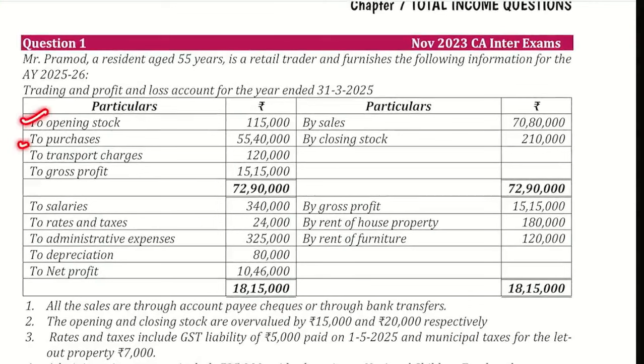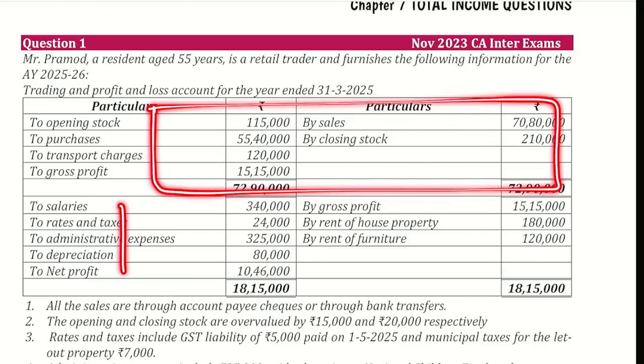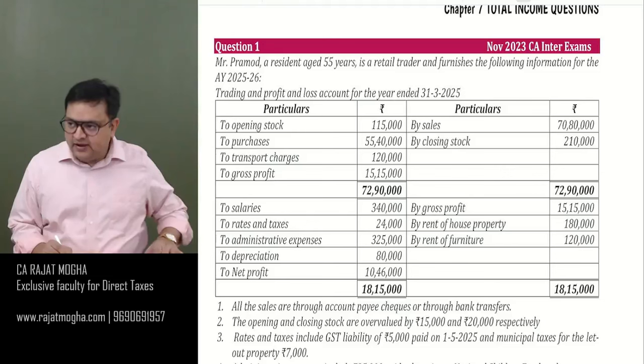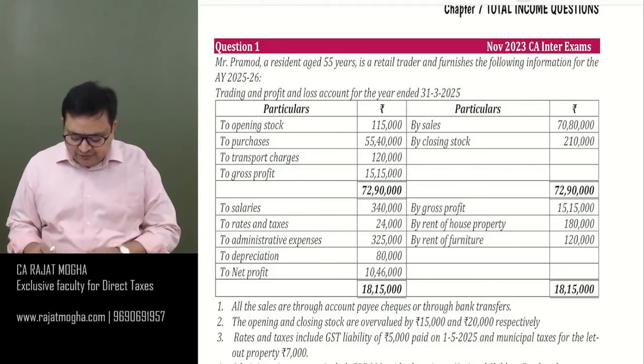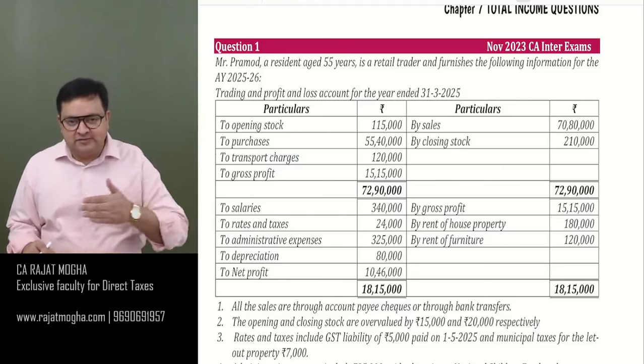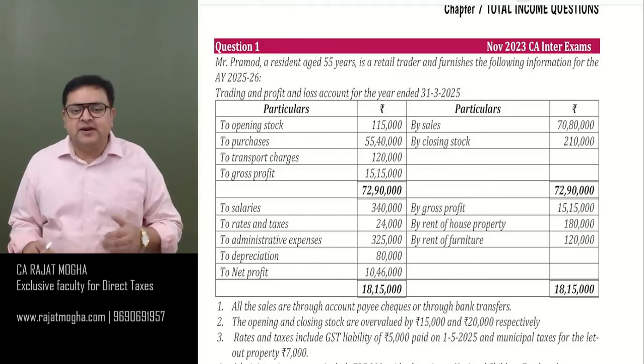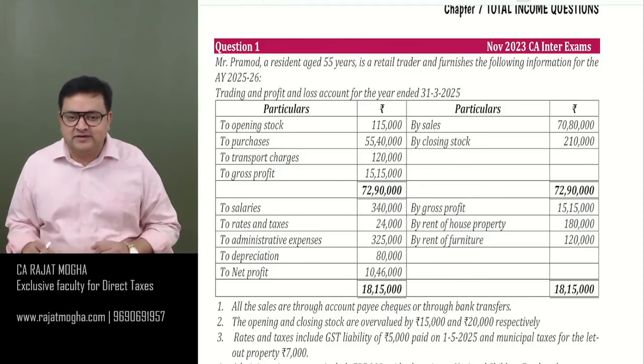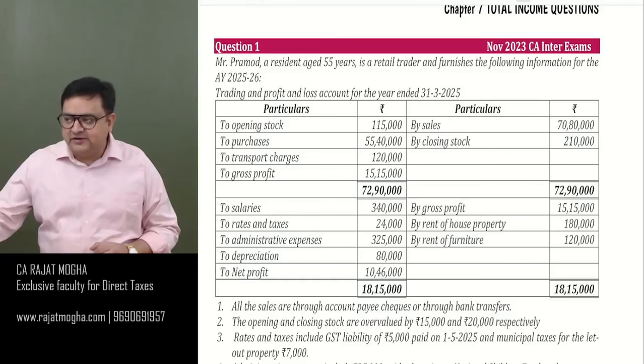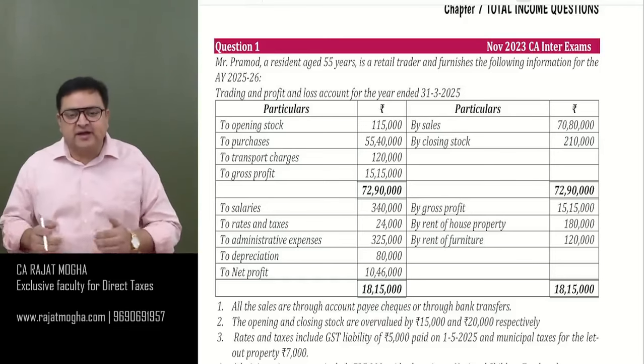Opening stock, purchases, transport charges, gross profit. Okay. See, this is a trading account. Up till here, it is a trading account. Here it is a P&L account. In accountancy, I have also told you before as well, we split them into trading and profit and loss account. But in income tax, as far as income tax is concerned, we are not that concerned to divide this. We can in fact make it one.